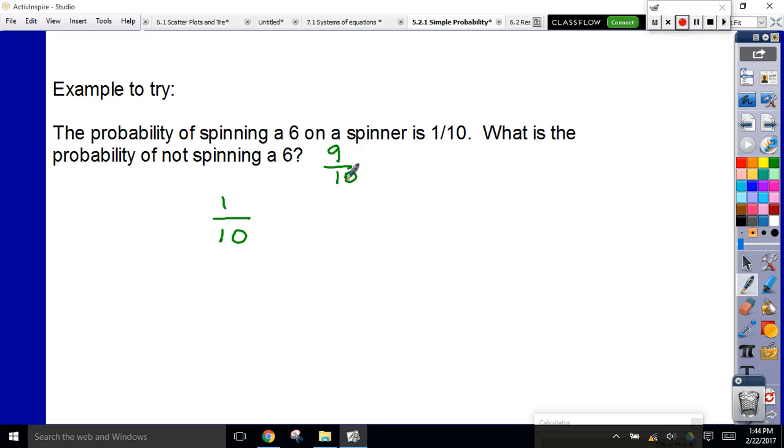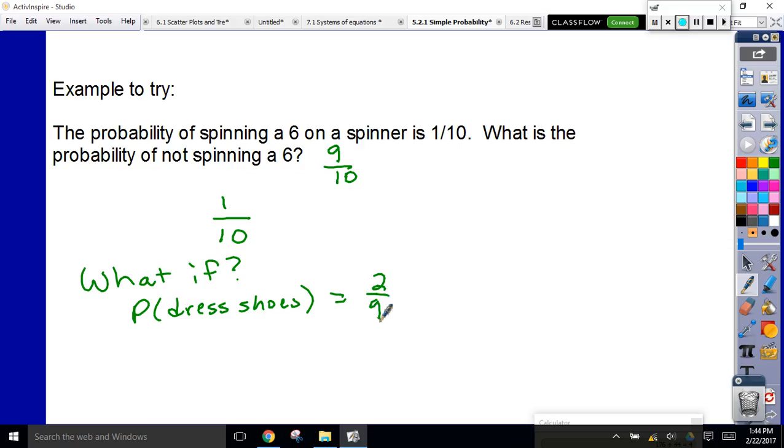What if I said, let's do some other what ifs. What if I tell you that the probability that someone in here is wearing dress shoes is 2 out of 9? Okay, the probability of wearing dress shoes is 2 out of 9.